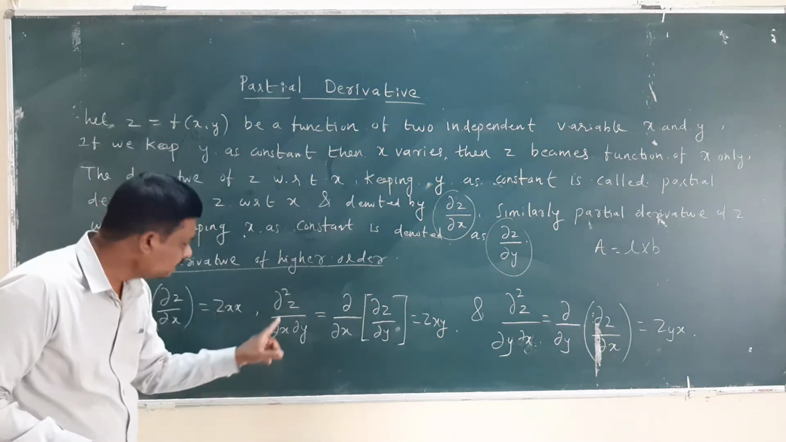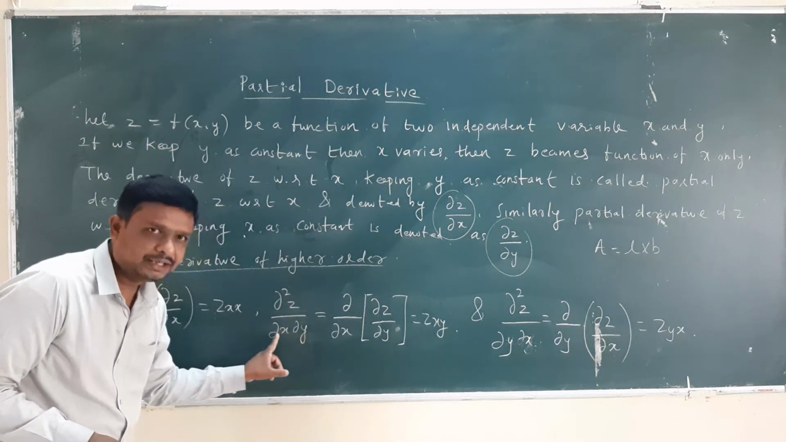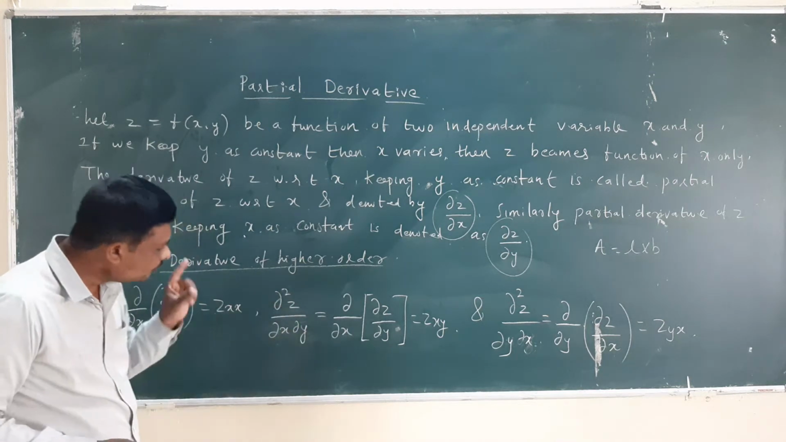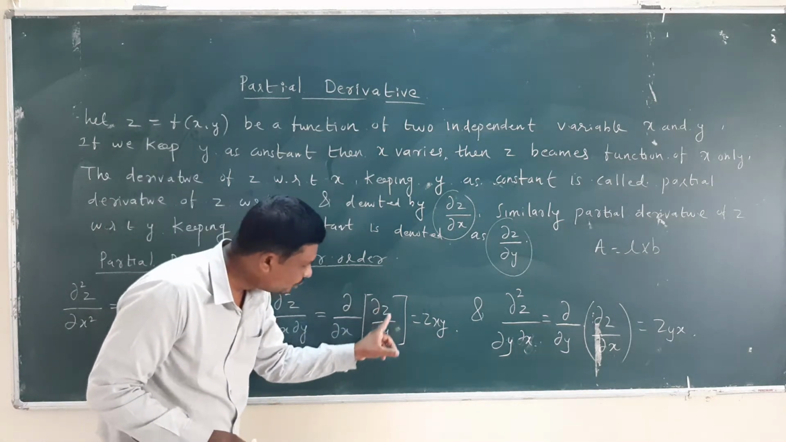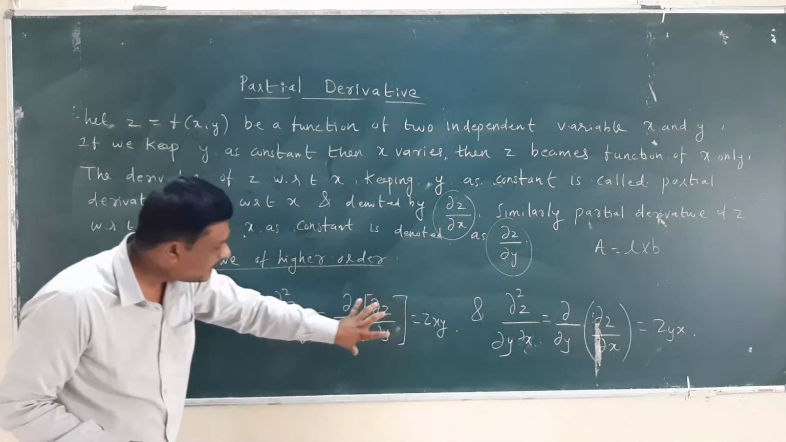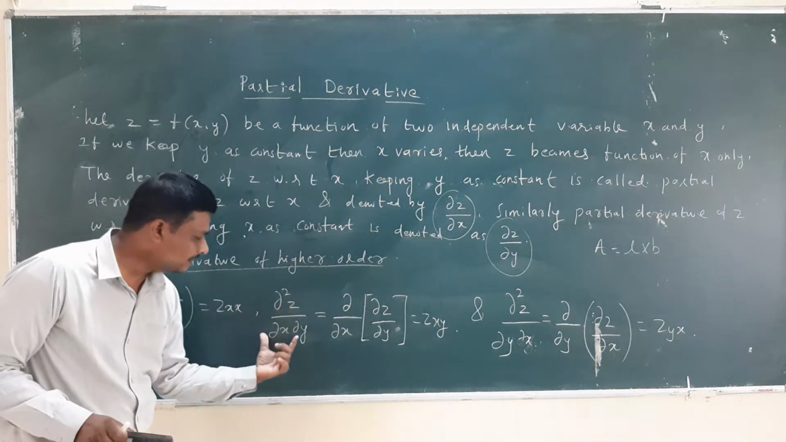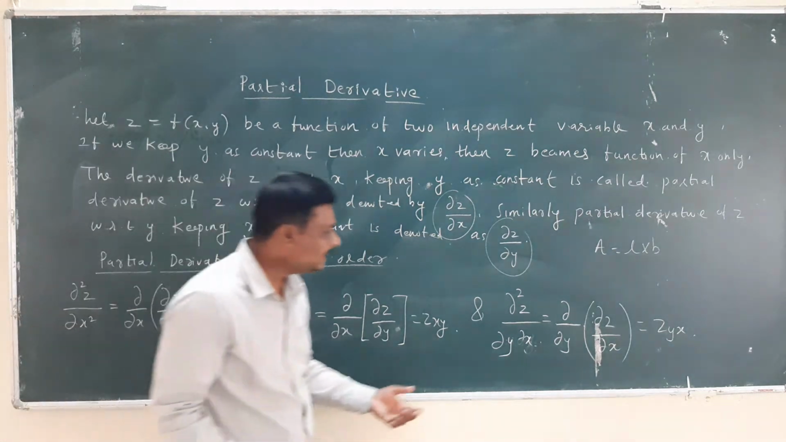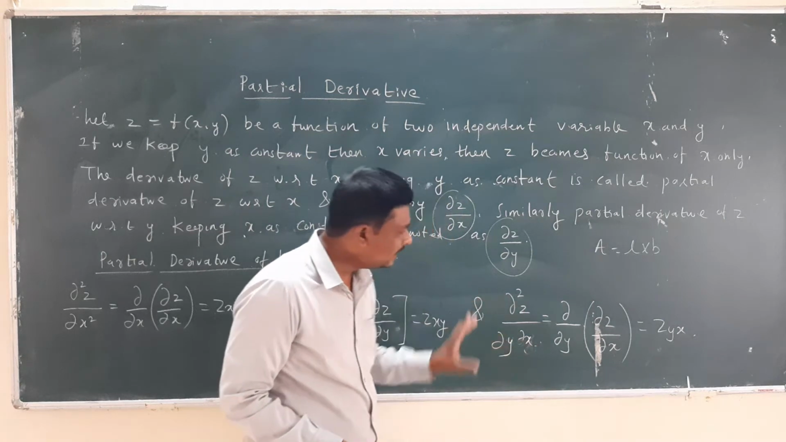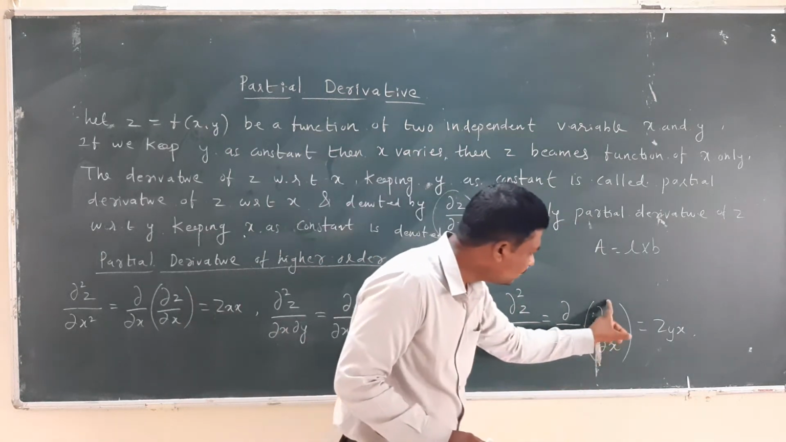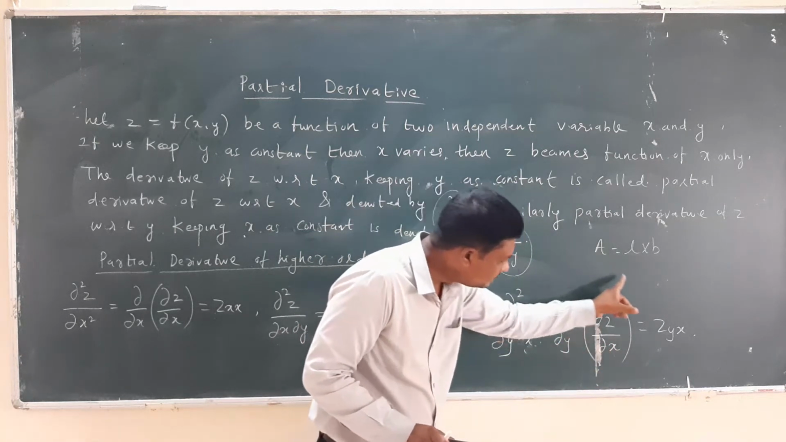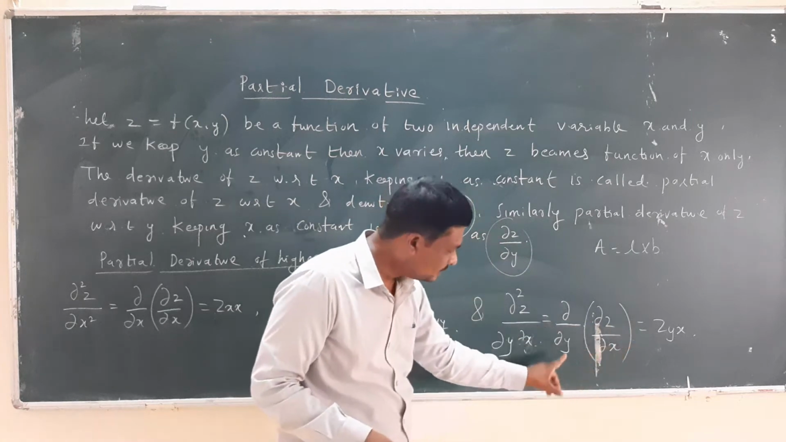Then if I want to find dou square z upon dou x dou y, let us see carefully. First I have to find dou z upon dou y, then I will differentiate this partially with respect to x. Then I will get dou square z upon dou x dou y. Similarly, if I want to find dou square z upon dou y dou x, first I have to find dou z upon dou x, then differentiate this partially with respect to y.